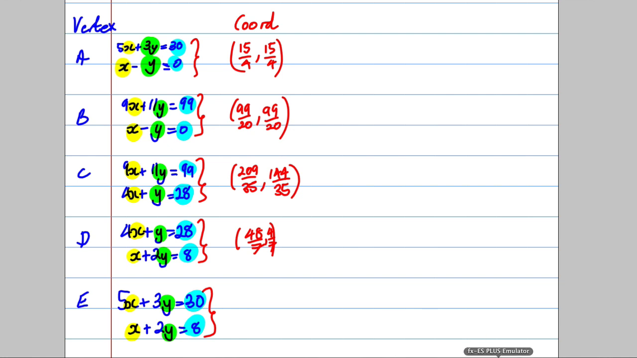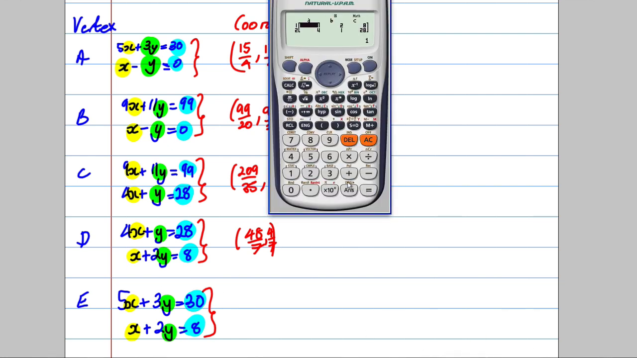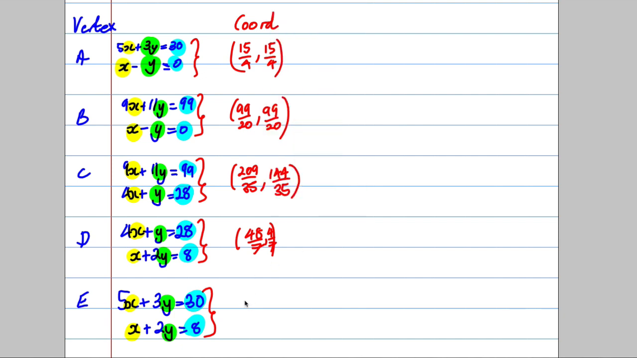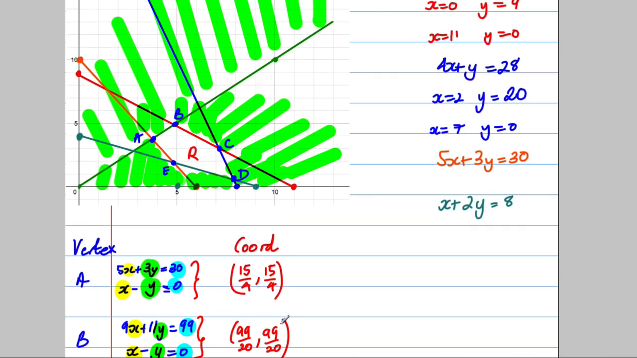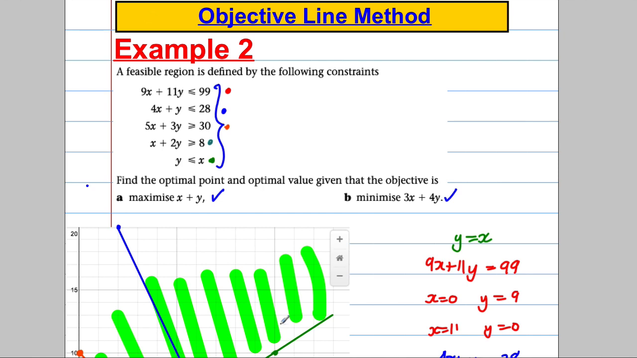Okay, the next one, you want 5, 3 and 30, and you want the 1, 2 and 8. So you keep the 1, 2 and 8, and you want 5, 3 and 30. You get 36 over 7 and 10 over 7. Okay, there we go. They're all our coordinates as follows.